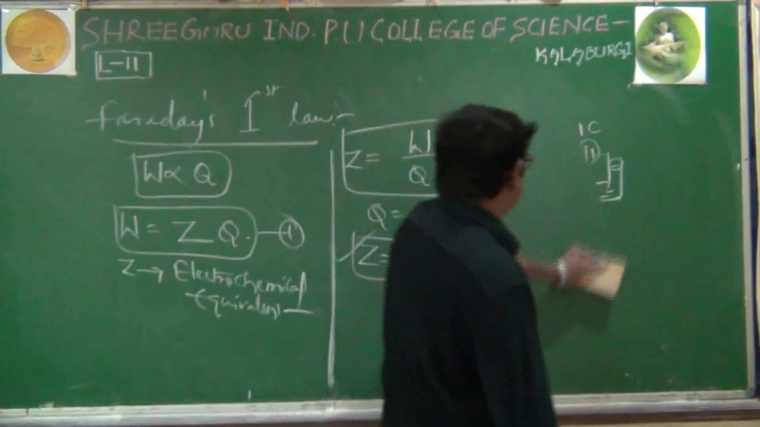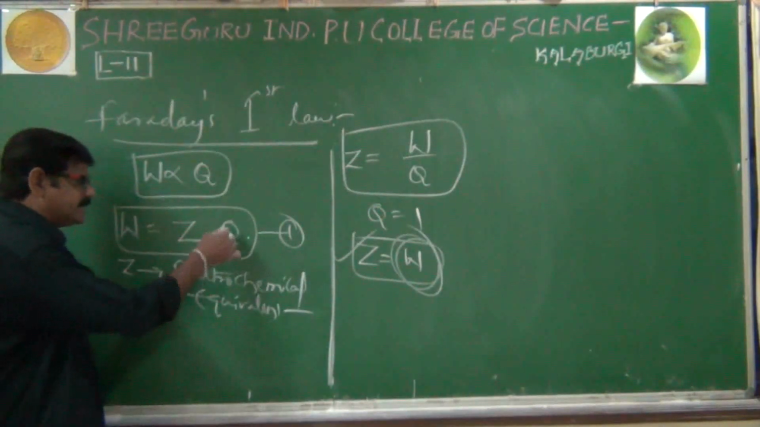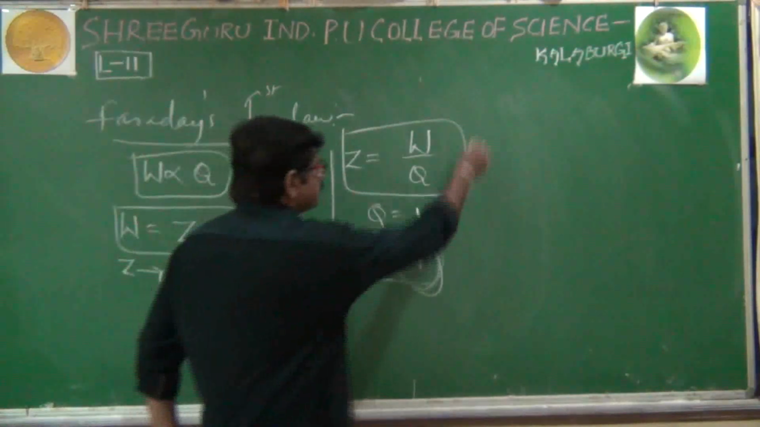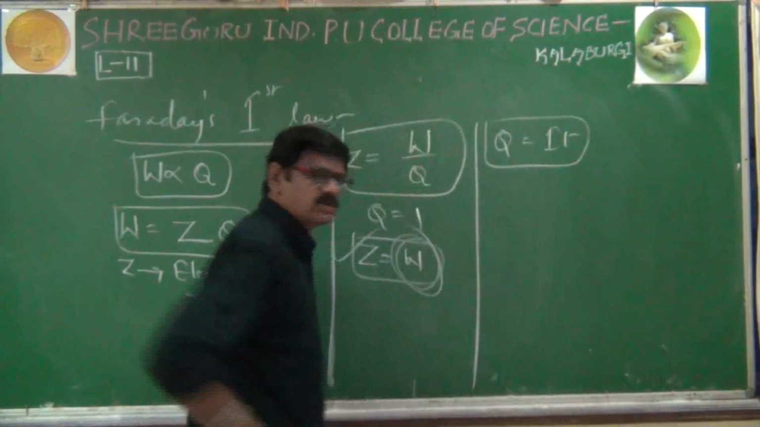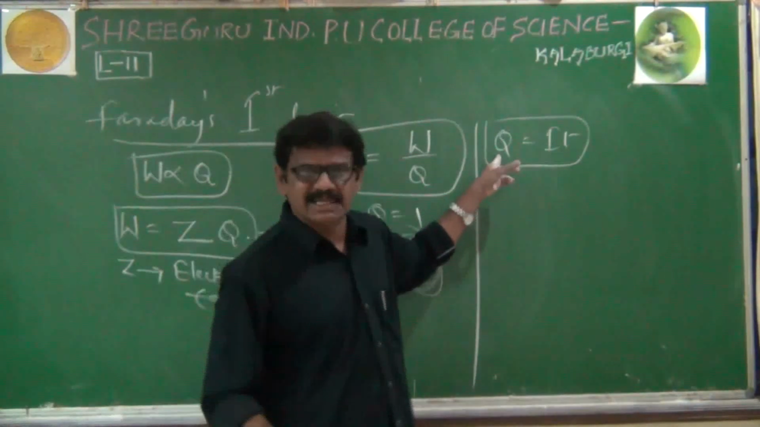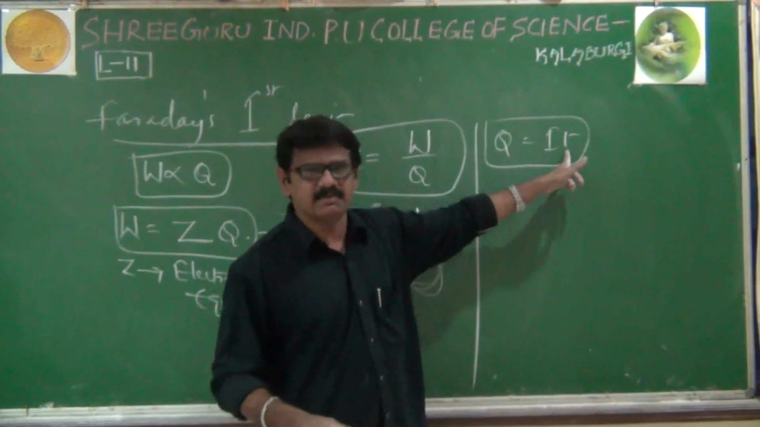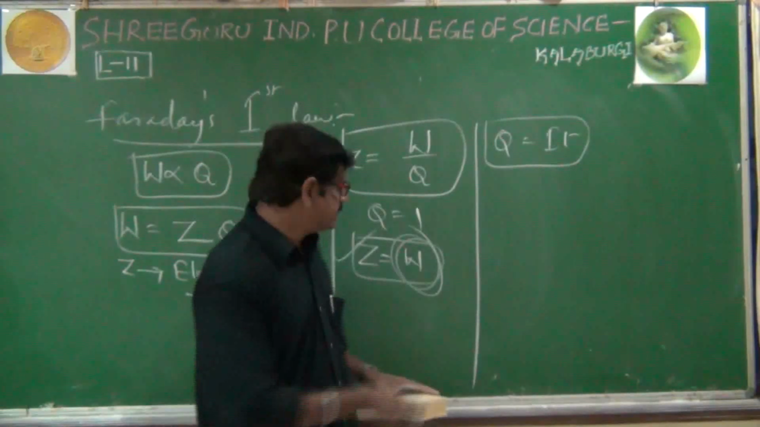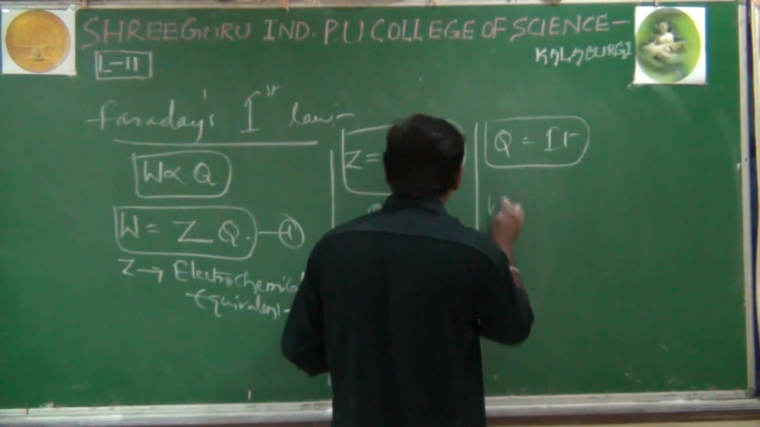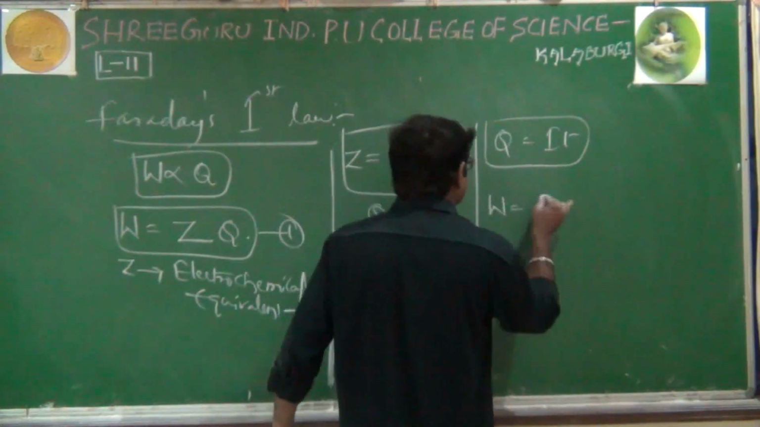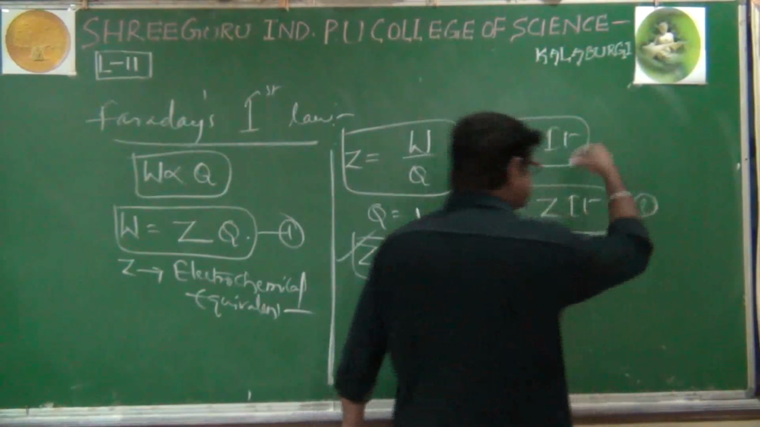Now, we'll continue with the formula. This will expand equation 1. Instead of Q, we'll write Q equals I into T. Q is current in coulombs, I is current in amperes, and T is time in seconds. If you substitute I into T instead of Q, you will get another formula: W is equal to ZIT. That's all. See, it is another formula.